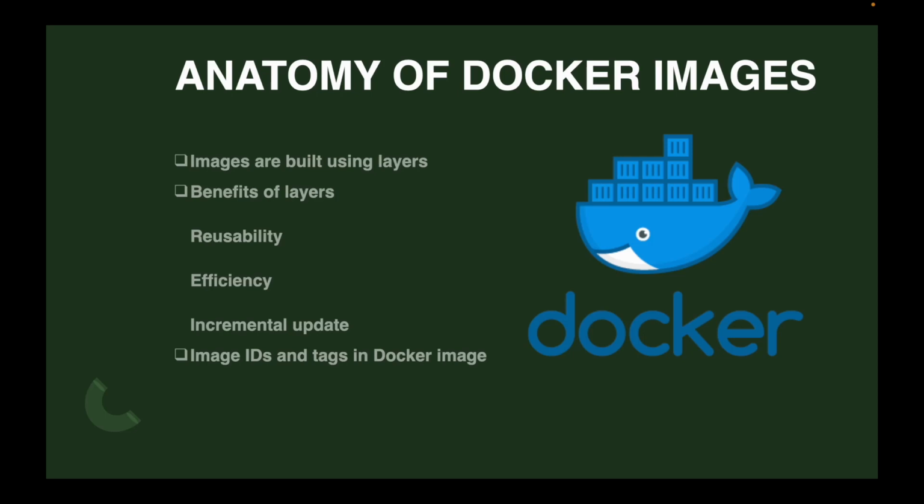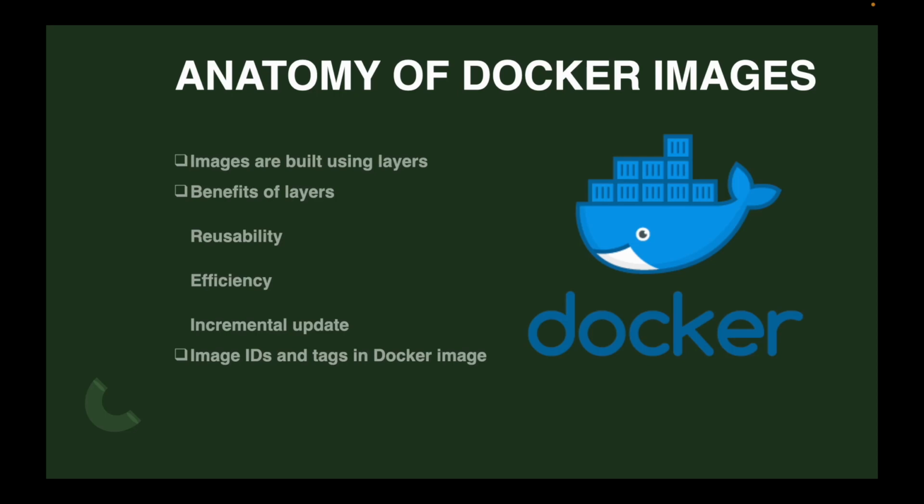The second benefit of the layered structure of Docker images is efficiency. Since Docker caches layers locally, subsequent builds or pushes can be much faster. If the layer has not changed since the last build or pull, Docker can use the cached layer rather than downloading or rebuilding it, resulting in faster deployment time and improved efficiency.